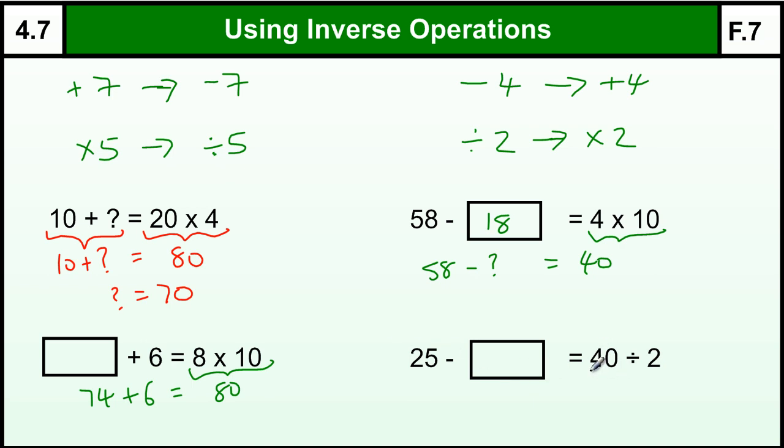That's okay. Again, work this out. 40 divided by 2 is 20. 25 take away what is 20? Well, that's going to be 5. And again, I could think about what do I add to 20 to make 25, or I could just work out what the answer is straight away.